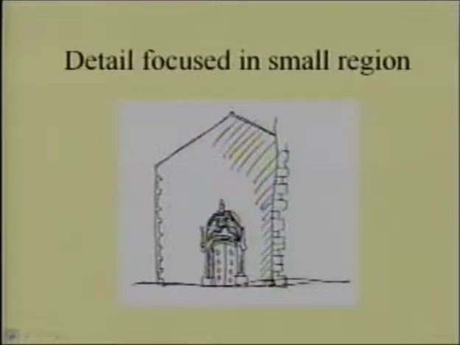Here is an example, probably a Portuguese doorway, where detail is focused in a small region. The rest of the wall remains plain because there is no need for any other detail. The detail exists exactly where you want it, on the door, around the door, approaching the door, when you are entering through the door, the more and more detail as you pass through the door. So this serves the best purpose for using a focused detail in a small region.